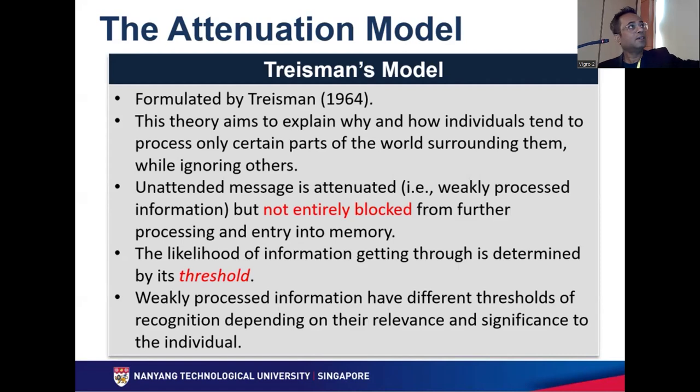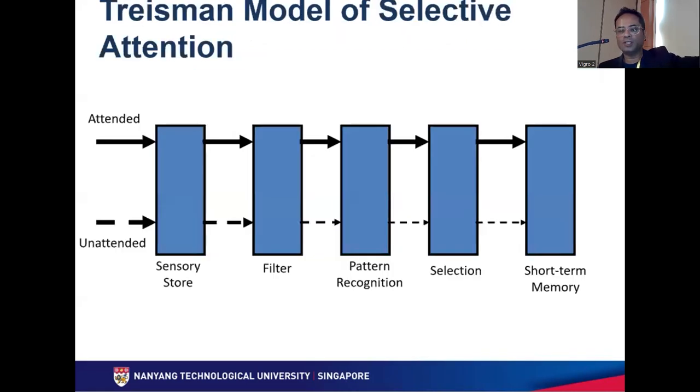So Treisman's model is like this. Instead of the unattended message being totally blocked and filtered, it is weakened. It still might reach your short-term memory. There's a certain threshold to that, but it is definitely weakened compared to something which you have attended.